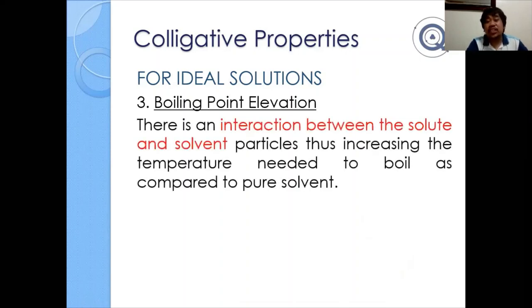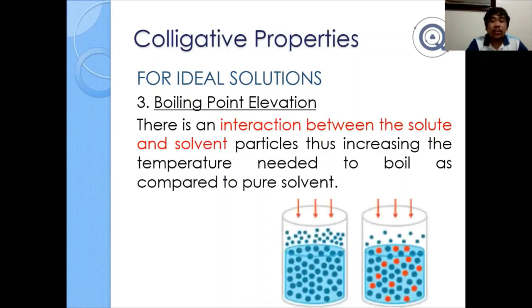So boiling point elevation, same reason, because of the interaction of the solute and the solvent particles, the temperature needed to boil increases. Since this is an elevation, delta TB is equal to TB minus TB naught. TB has a higher value, because TB pertains to the boiling point of the solution, which will of course be higher, minus the boiling point of the pure solvent. So, TB minus TB naught, and that is equal to KBM for ideal solutions.